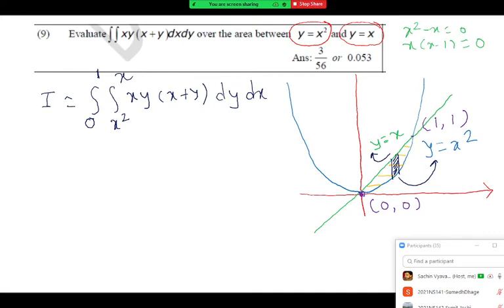Now the small part left is that we have to evaluate this double integral. We do the integration one by one. So first we should integrate with respect to y, treating x like a constant.